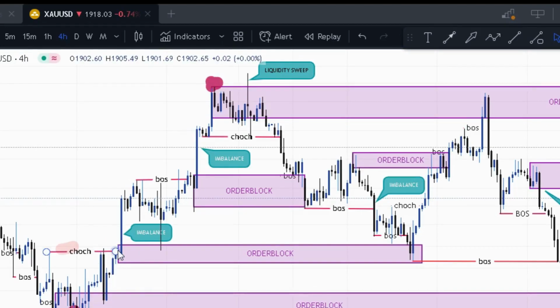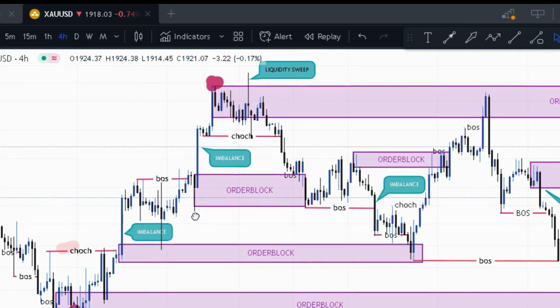So this was a change of character, and you can see here we have a very good demand zone which created an imbalance and this change of character. And after this swing high here, the market retested our demand zone, and after retesting our demand zone, you can see the market continued moving in an uptrend.